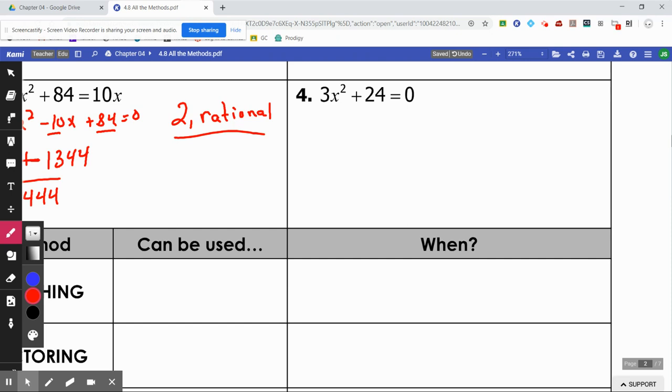Next up, b squared minus 4ac. The b term is missing. So b squared will be 0 minus 4 times 3 times 24. 4 times 3 is 12. 12 times 24 is 288. So that gives you 0 minus 288, which is a negative 288. That's the stuff under the radical. So therefore, we're going to have two different solutions, and since it's the square root of a negative, that means those two solutions will be imaginary.